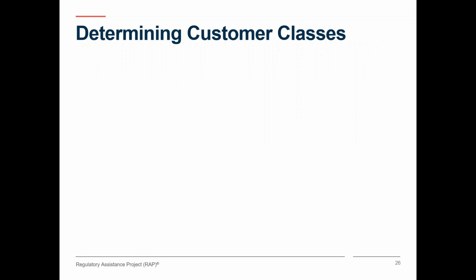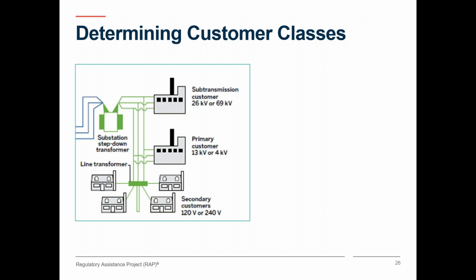A key decision is how to divide customer classes. This can be done on the basis of voltage level, customer type, or some measure of the size of the customer. The idea behind customer classes is that different types of customers are responsible for different levels and types of costs. So it is fairer and more efficient to charge the groups different rates. So what you're looking for is to segment customers by significant cost differentials.